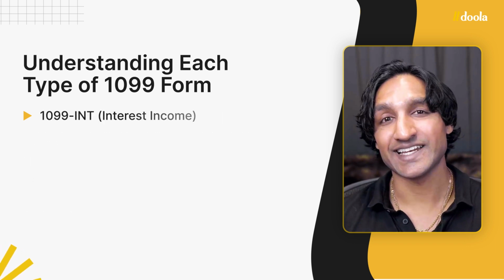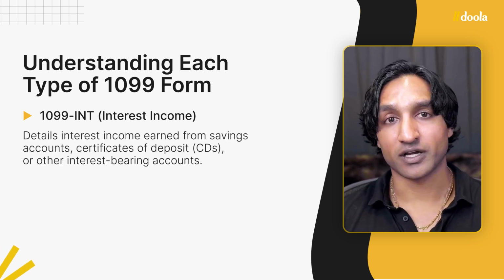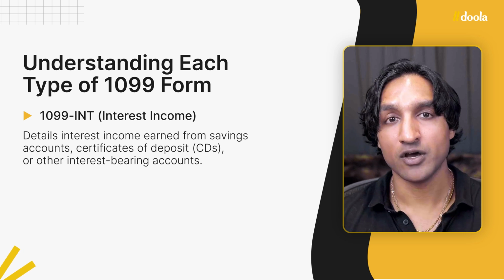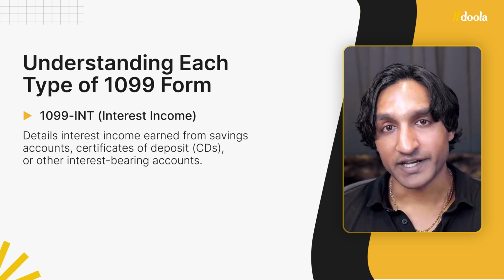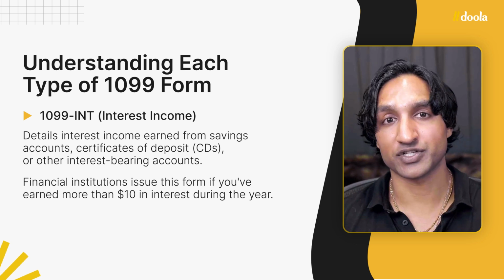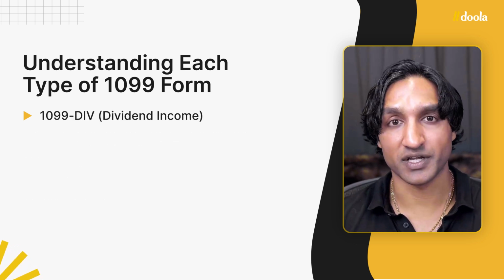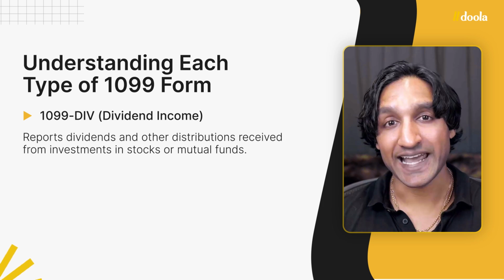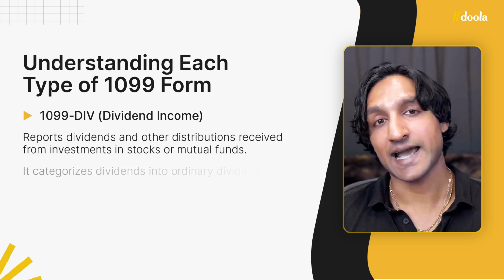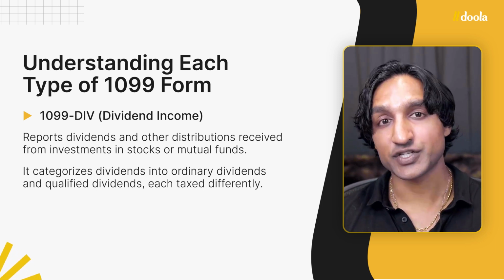There's then the 1099-INT, which stands for interest income. This details interest income earned from savings accounts, certificates of deposit or CDs, or other interest-bearing accounts. Financial institutions issue this form if you've earned more than $10 in interest during the year. The next one is 1099-DIV, which is dividend income. This reports dividends and other distributions received from investments in stocks or mutual funds. It categorizes dividends into ordinary dividends and qualified dividends, each taxed differently.